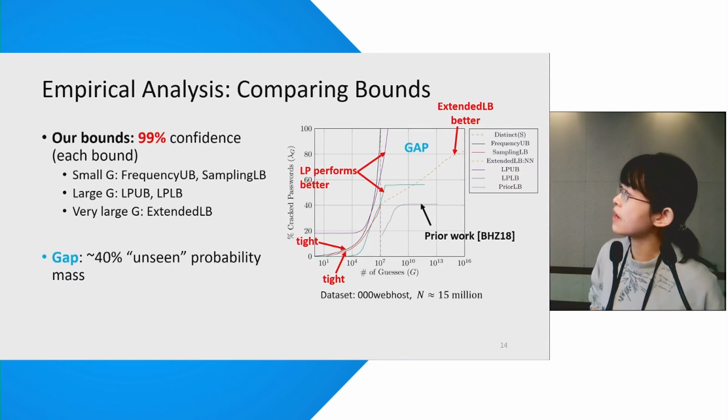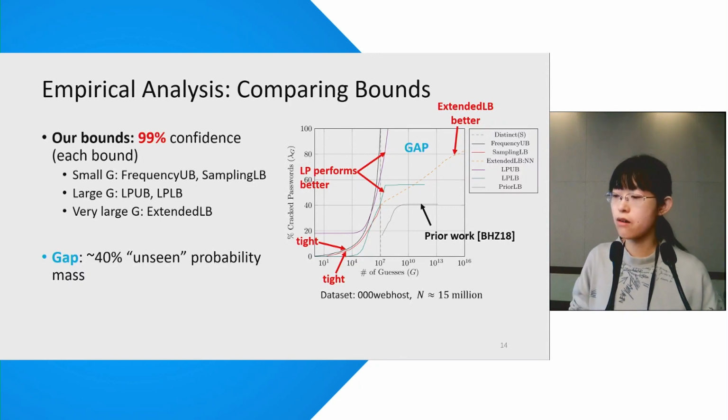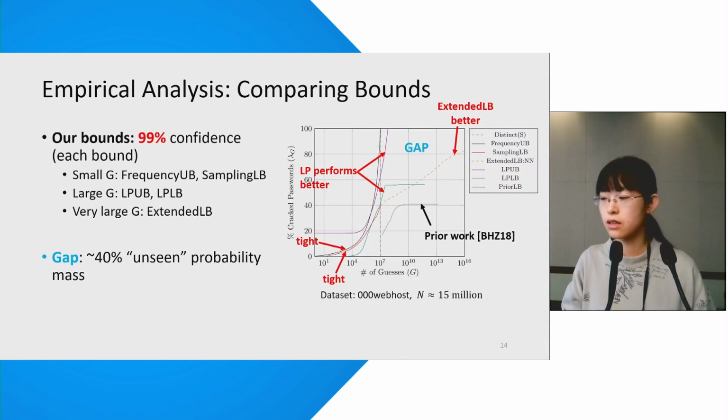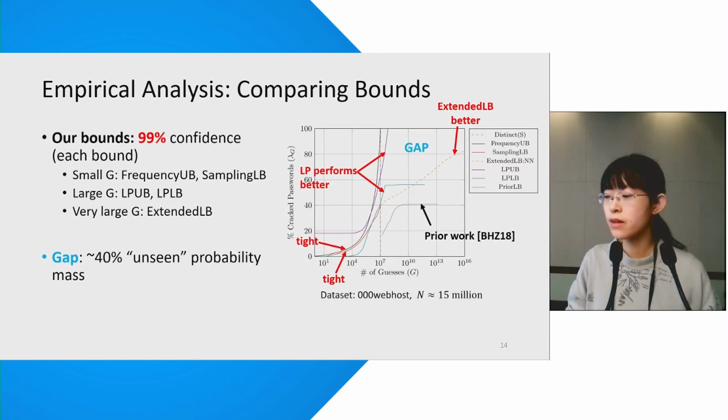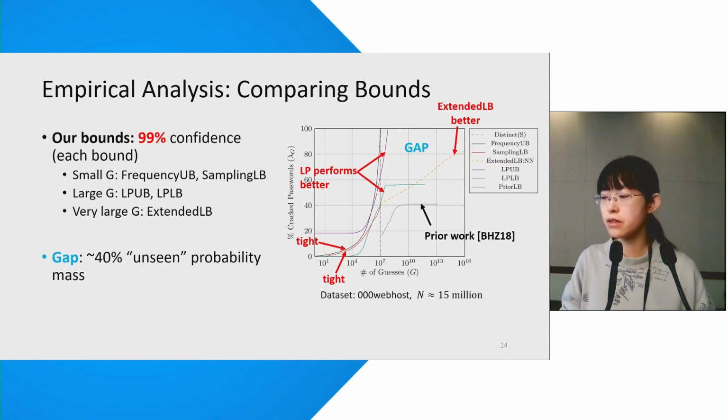Also, we notice that there is still a gap between our upper and lower bound when the guessing number is very large. And this is due to the large probability mass of unseen passwords in the sample set. We think this gap can be reduced by either increasing the number of samples or developing better password cracking models.